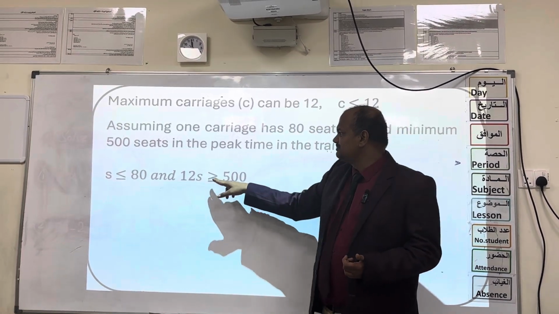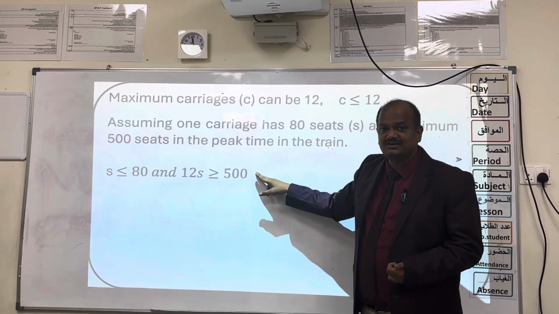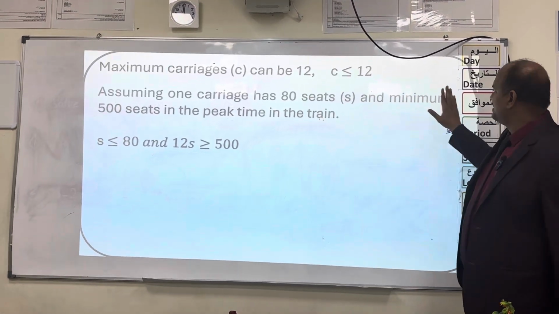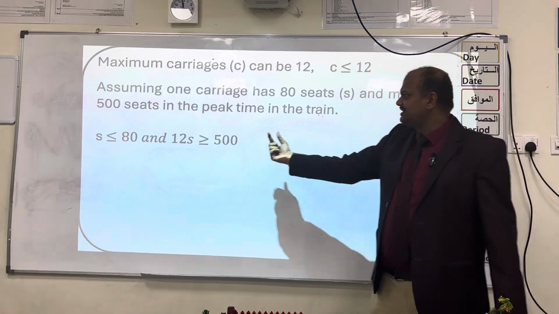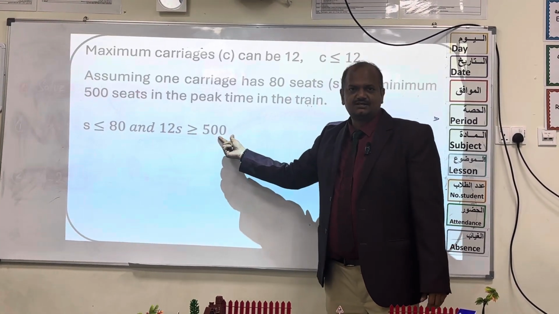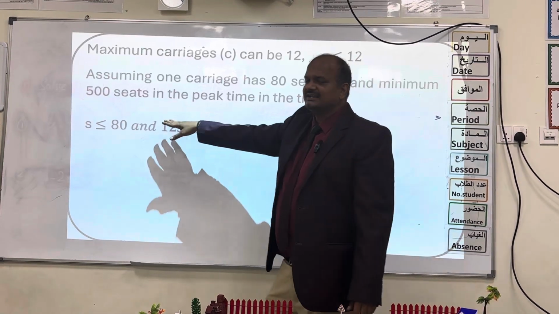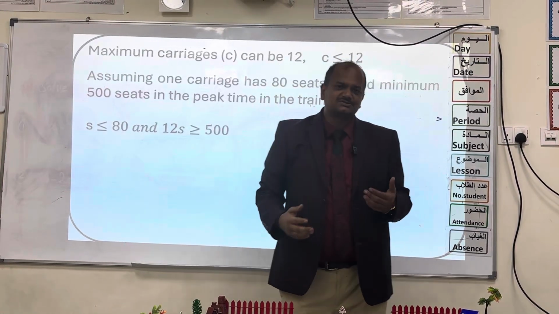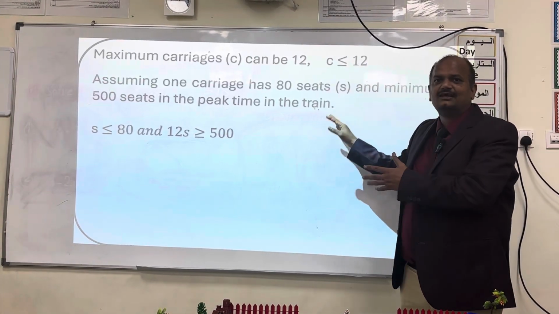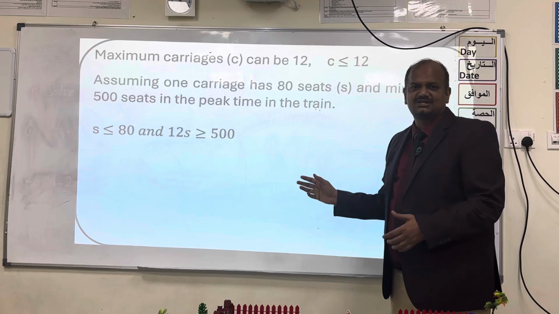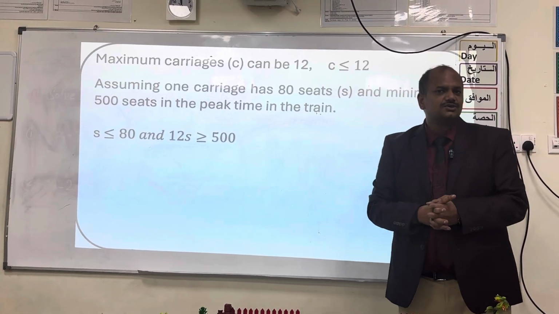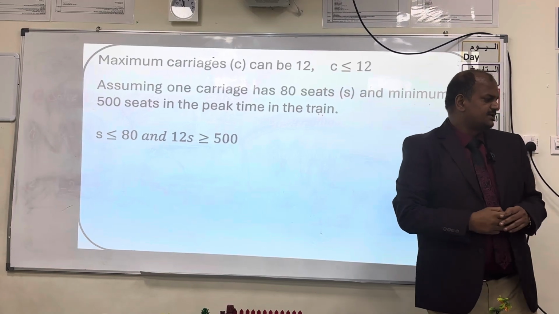And 12S must be greater than or equal to 500. Why? Because they say minimum 500 seats. So for minimum or at least, what sign do we use? We use the inequality greater than or equal to 500. So like this you can make the inequalities and then explain how to solve them. But it is just an idea. It is not necessary that you speak like this, you make the same slides, but it's okay. You can make something different, but it should be for your betterment and the betterment of your project.